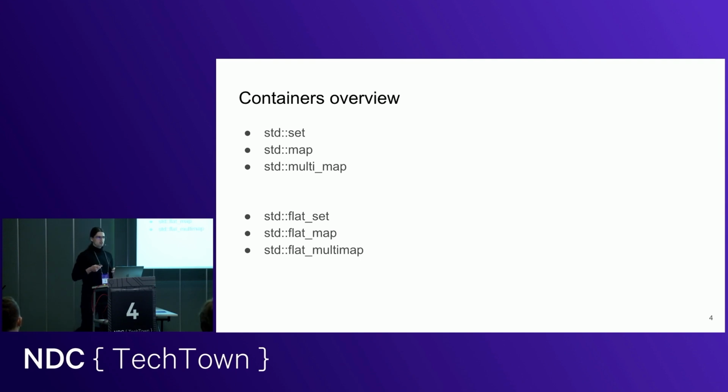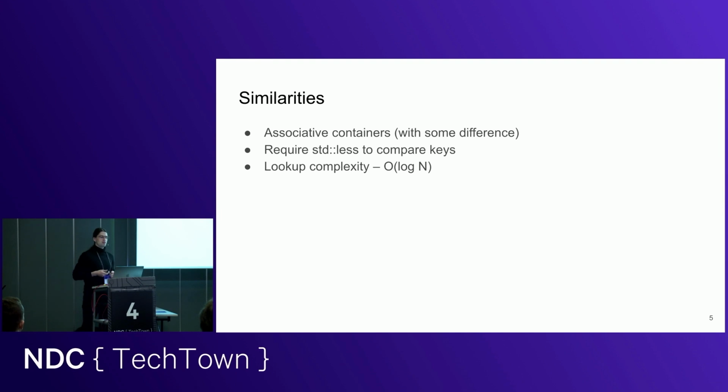So to understand why they're actually flat and what kind of properties they utilize, we should look at similarities. That slide I always forget about. All of those containers are associative containers with some differences, because the standard gives us a definition of what an associative container is, and arguably flat things are not fully associative according to this definition, but let's not talk about it. All of those containers require std::less to compare keys, and all of those provide logarithmic time for search, which is very good and fast.